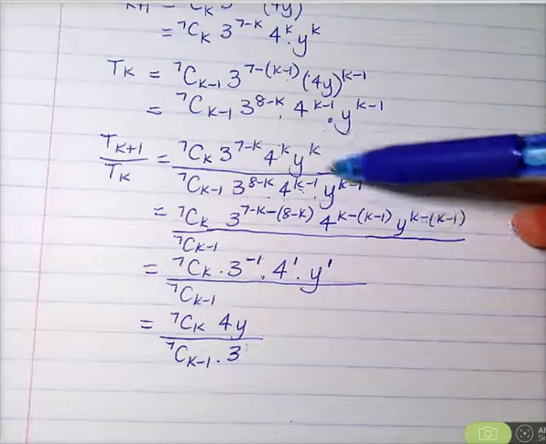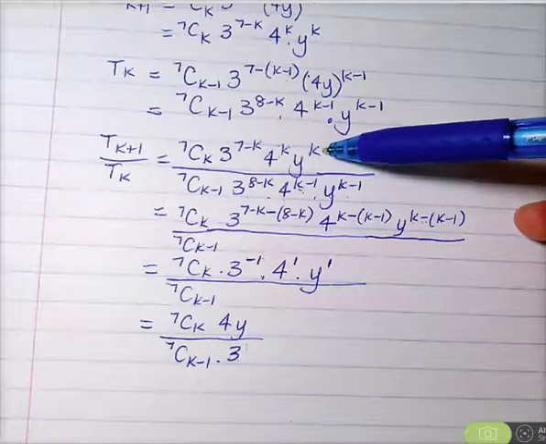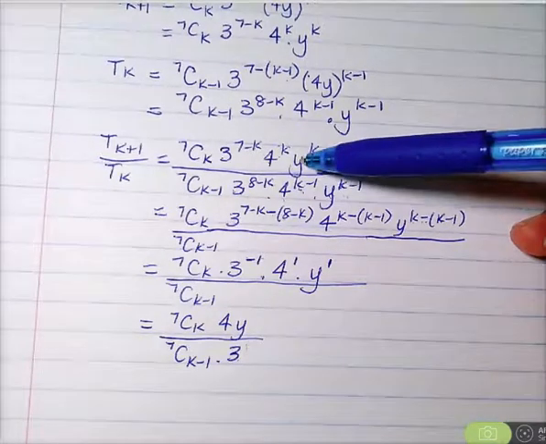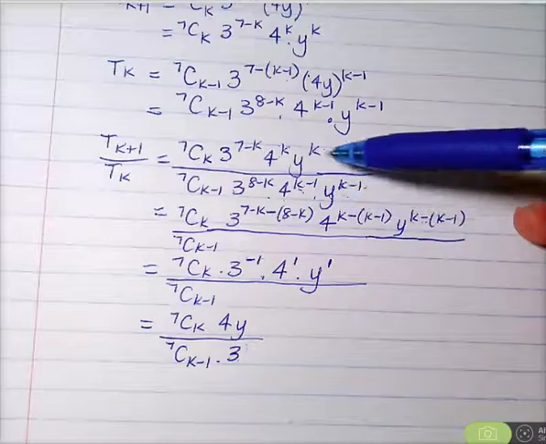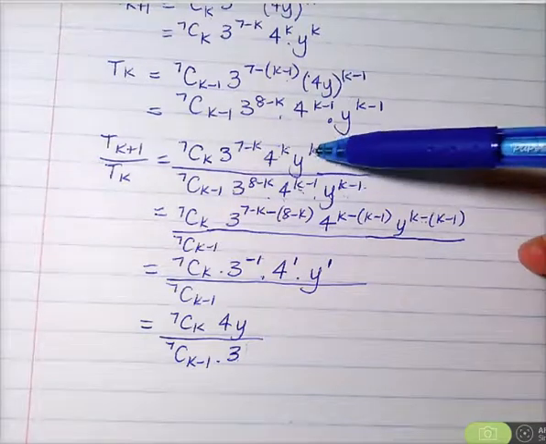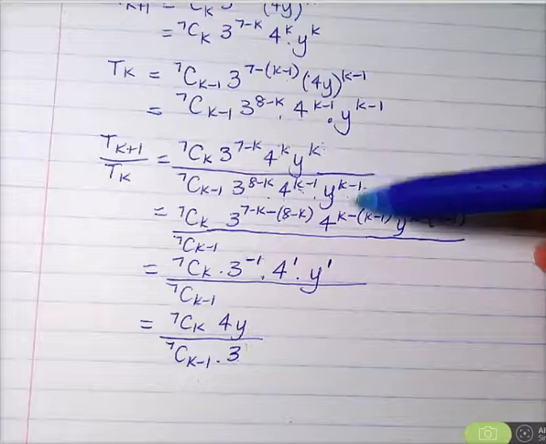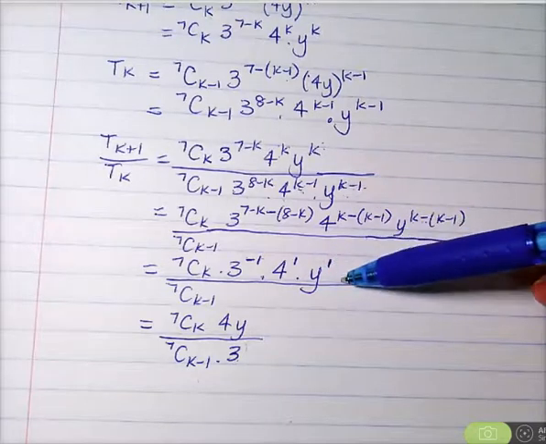And if we look at the y's as well, for example, if k was 3, this would be y cubed and this would be y squared, so you'd be left with a y at the top. So there is one more power of y on the top than there is down the bottom, which is why we've got a y left on the top.